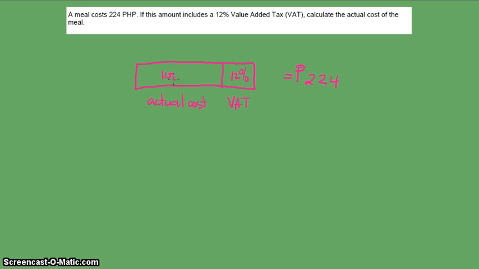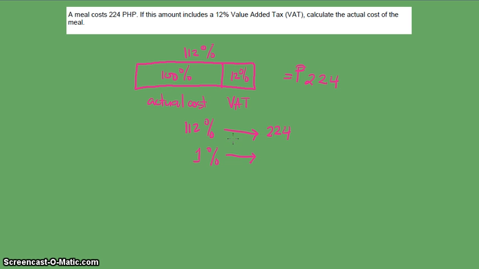So the actual cost can be set into 100%. So that means the 224 pesos is actually 112% of the actual cost. Okay, so from the diagram we can say that 112% corresponds to 224 pesos. So to find the actual cost, which is 100%, we need to know how much is every percent.